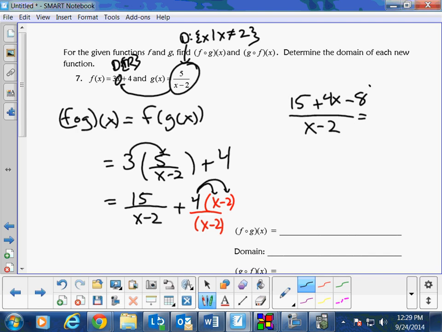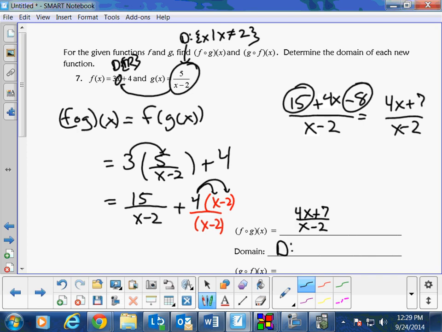So that means my ending answer means that this term and this term are going to combine, give me 4x plus 7. It's over x minus 2, which means that my domain is, well, that's my answer, 4x plus 7 over x minus 2. And my domain is going to still be my original one, my g of x one, which is x cannot equal 2. So there's not really a change there. Nothing really new to add. But now let's go ahead and talk about the next one, which is now the g of f.